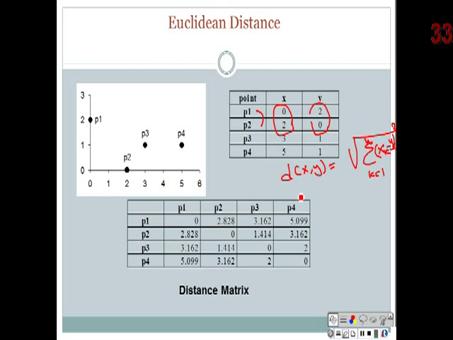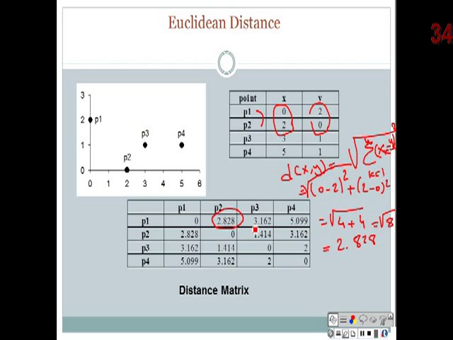So let's calculate it here. You will say (0 minus 2) squared, this is the square root, plus (2 minus 0) squared, and this is equal to the square root of 4 plus 4, which in this case is equal to the square root of 8, which is equal to 2.828, which is the first number that we have here.